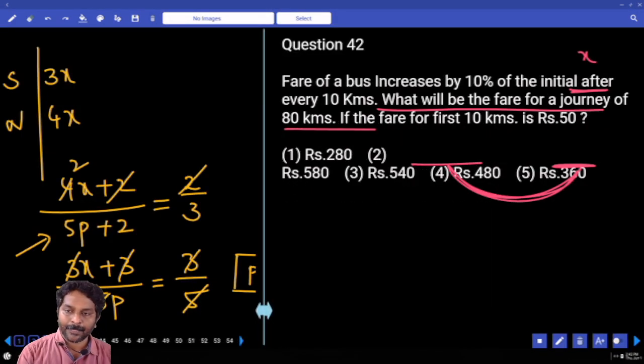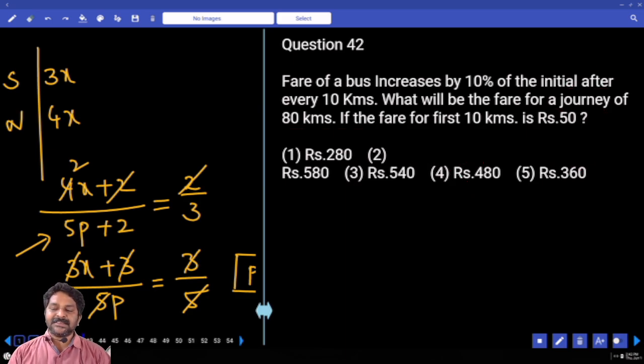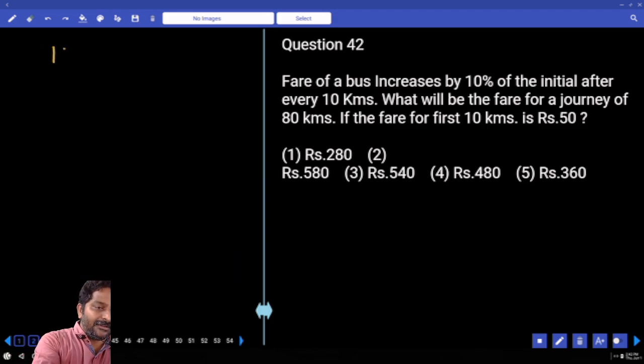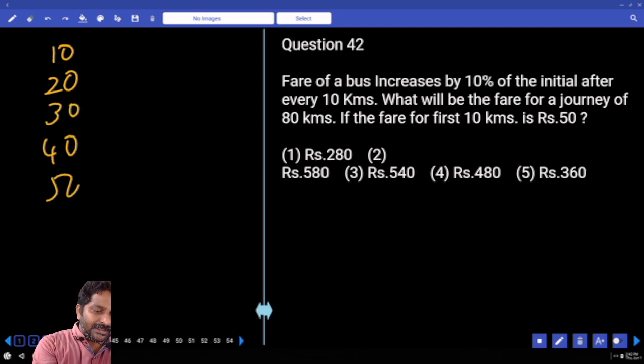Next. Fare of a bus increases by 10% of the initial fare after every 10 kilometers. What will be the fare for a journey of 80 kilometers if the fare for the first 10 kilometers is 50 rupees? Okay. First 10 kilometers, 20, 30, 40, 50, 60, 70 and then 80.